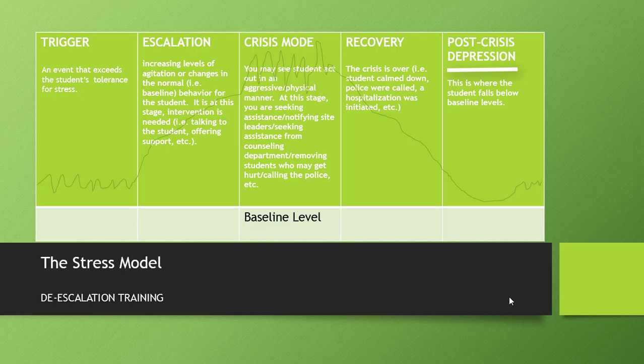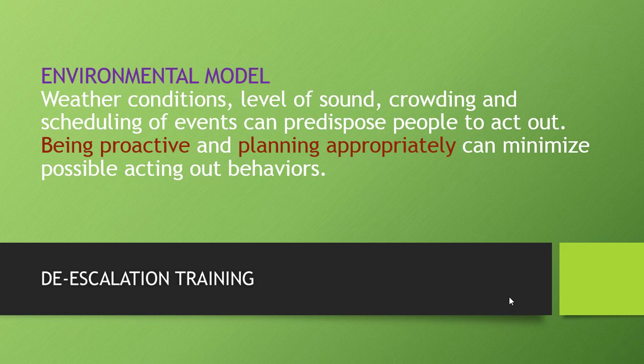Post-crisis depression. This is where the student may fall below baseline levels. They may be very withdrawn. They may be quiet. The next model is the environmental model. The environmental model takes into consideration things such as weather conditions, sounds, crowds, scheduling events that can predispose people to act out. Being proactive and planning appropriately can minimize possible acting out behaviors.